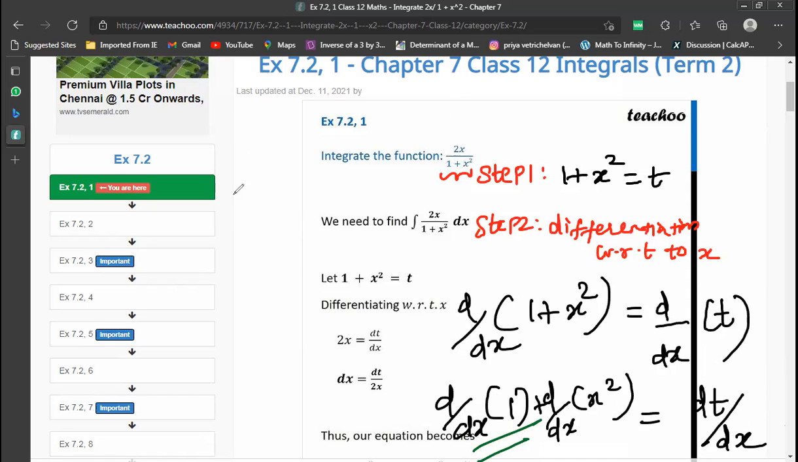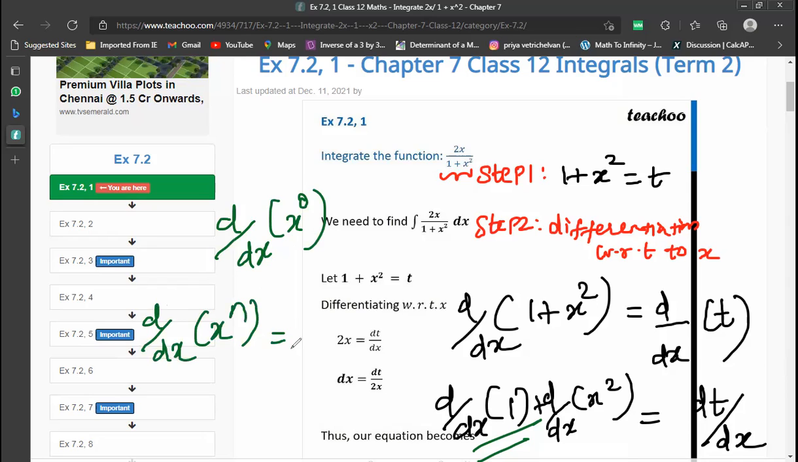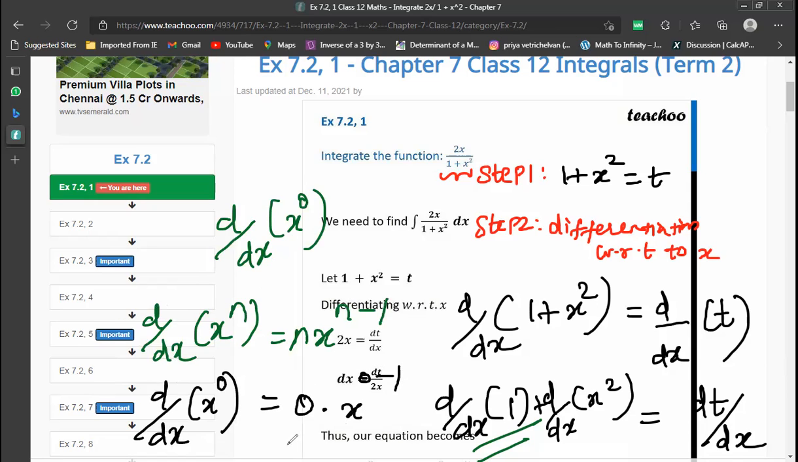How? 1 can be written as x bar 0. And we know the formula for the differentiation of x bar n. Differentiation of x bar n is n into x bar n minus 1. So when you differentiate x bar 0, it will become 0 into x power 0 minus 1. 0 into anything is 0 only, so the entire thing will turn into 0. That is how the differentiation of constant is 0.